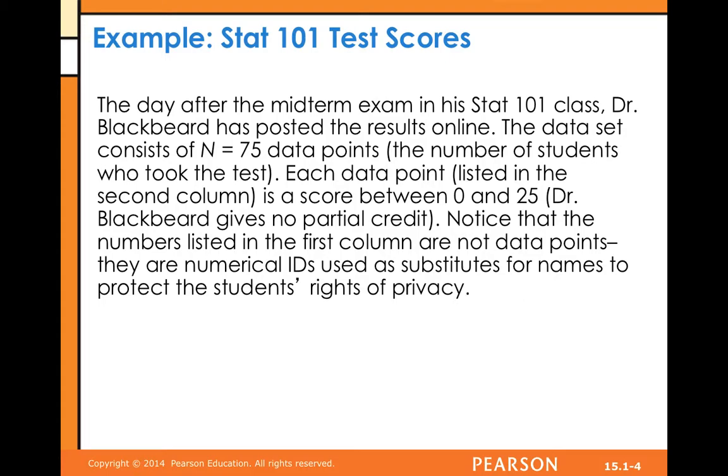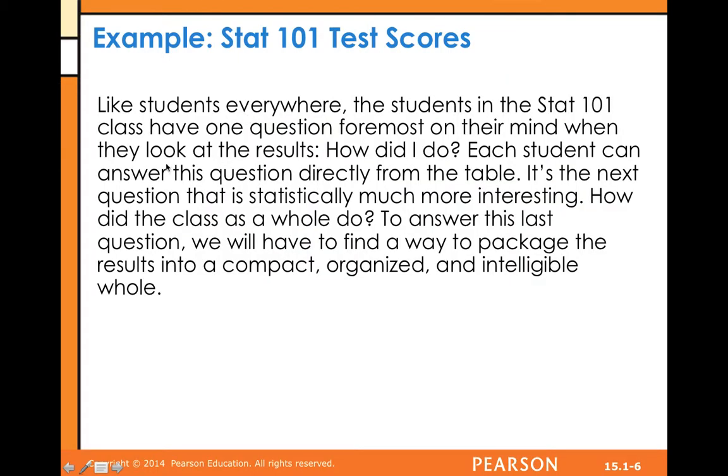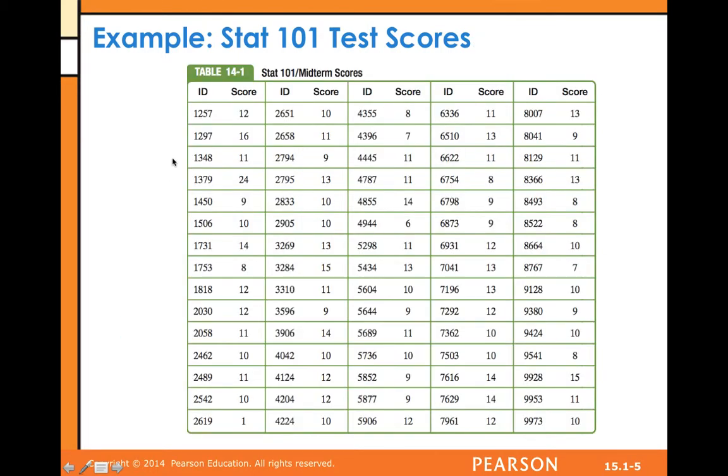So here's an example. In this example, this professor in his Stats 101 course has 75 students, and each data point inside the data set will represent a score that a student got on an exam. And so each data point is a score between 0 and 25. Okay, so here is the data. There are 75 data points inside of this table, and each score has a student ID number with it.